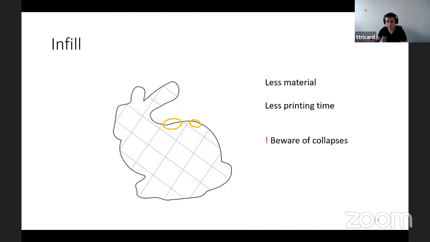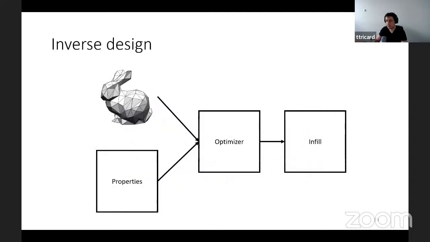However, while doing infill, we have to take into account collapses, for example, like in this example here, where the infill is not dense enough, and so some part might collapse. And this actually gives us a great opportunity to optimize infill. As you can see here, we densify the infill a bit close to the parts that were problematic before, and so now it's okay. And this leads us to what we call inverse design.